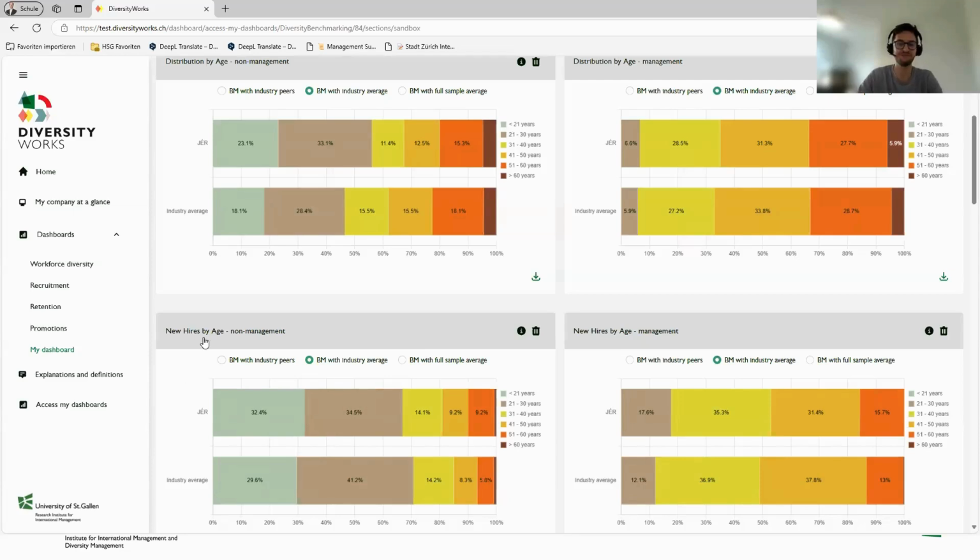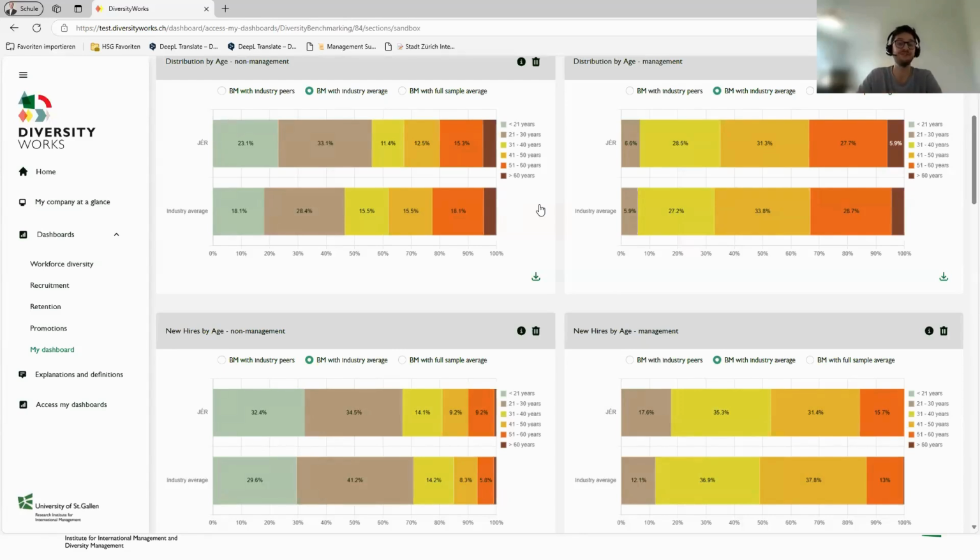Looking at the management positions on the right, 17.6% of our management hires are younger than 31. This share is 11 percentage points higher compared to our current workforce in management positions. So furthermore, this share is also more than 5 percentage points higher than average.